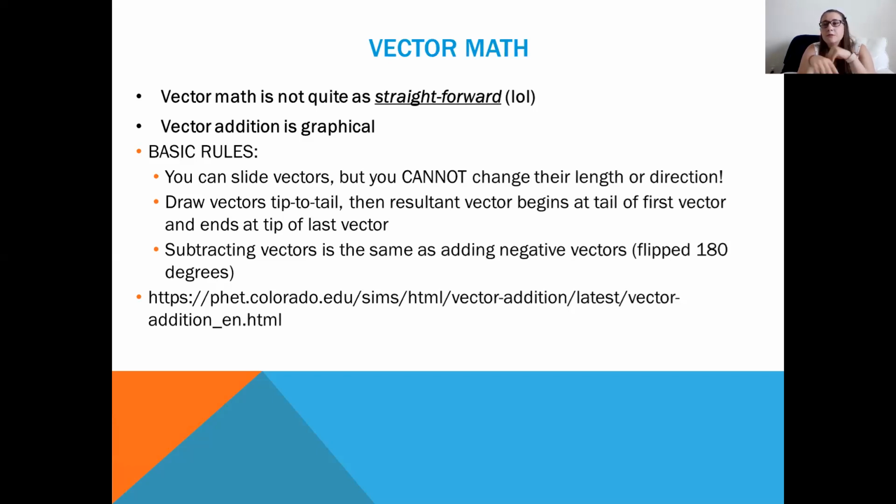After we've slid around all of our vectors and lined them up with each other, tip to tail, the resultant vector, which might be a new word for you, is just the result of this particular problem. The resultant vector begins at the tail of the first vector and ends at the tip of the last vector. I think that one will make a little bit more sense once you can actually see it happening in just a couple minutes.